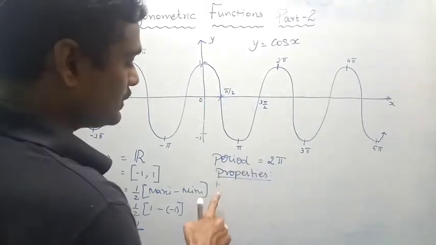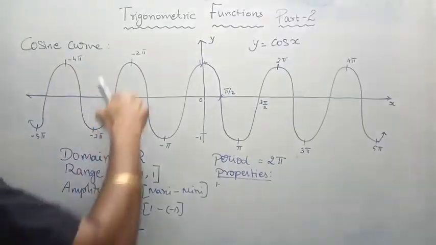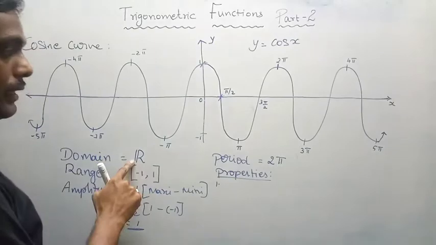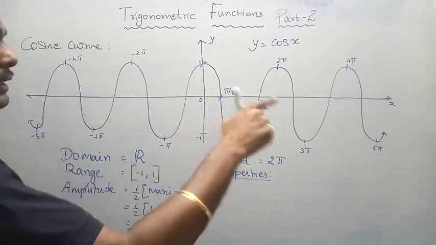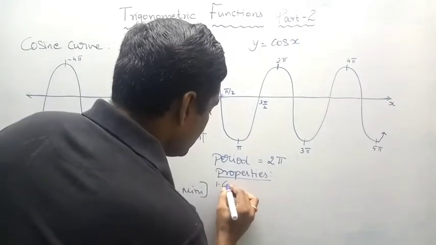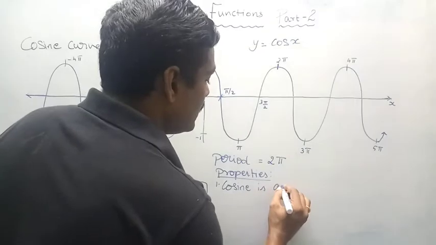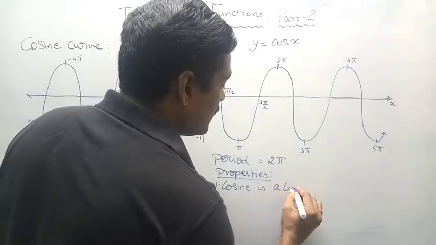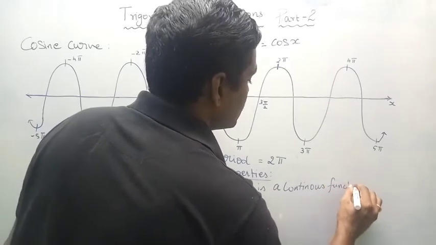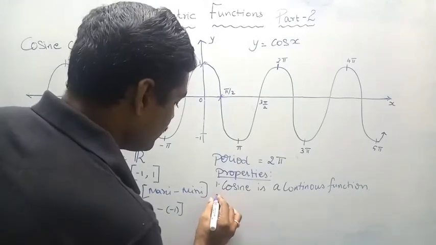Okay, properties. Number 1. Cos x is a continuous function. See, the curve continues without any break throughout the x-axis. Therefore, cosine is a continuous function.